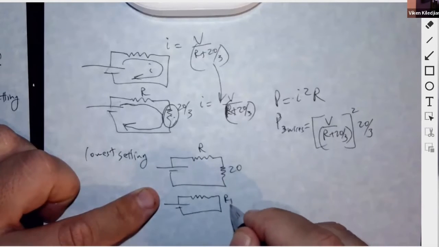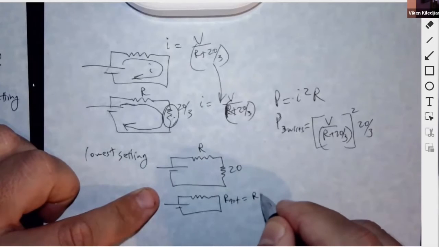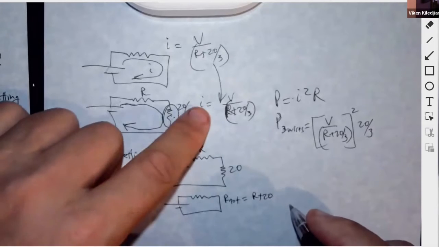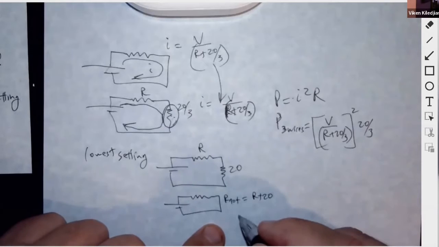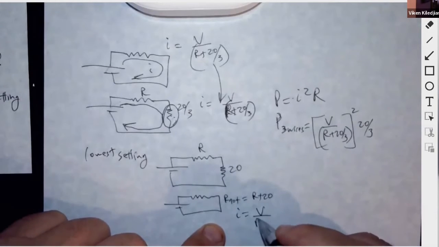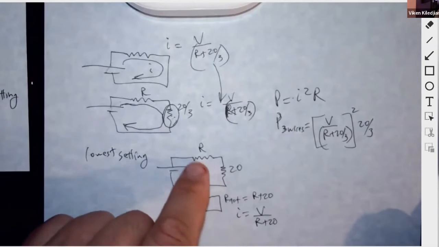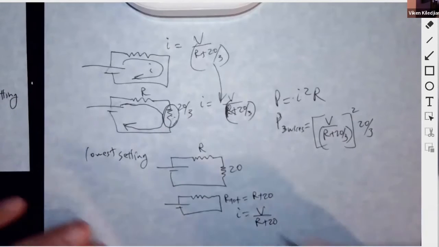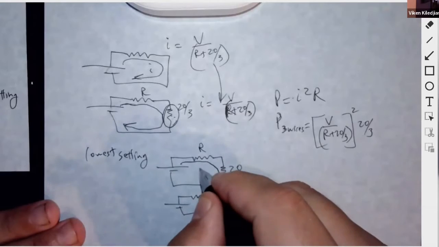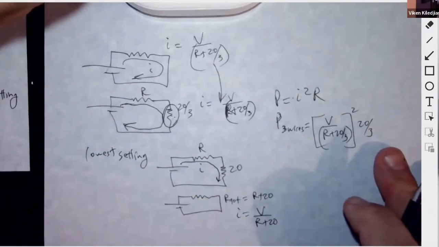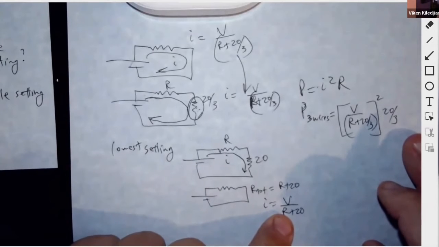R total would be R plus 20. And then we can go through the same arguments. The current would be V over R plus 20. All right, then the current here will be the same as that guy, I, right? V over R plus 20.